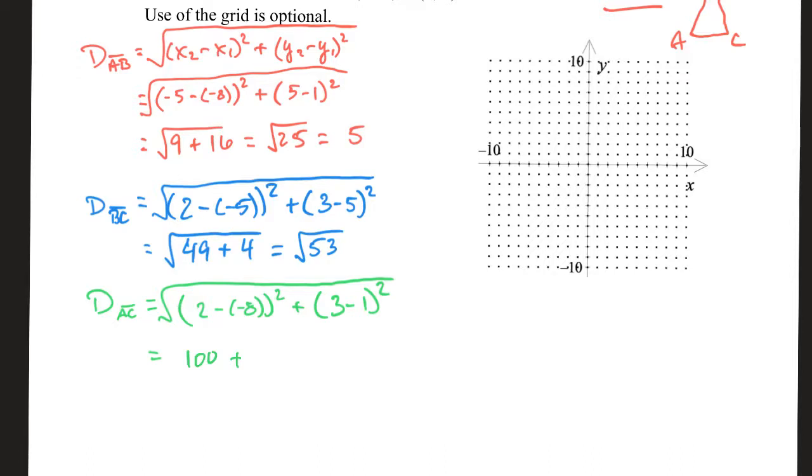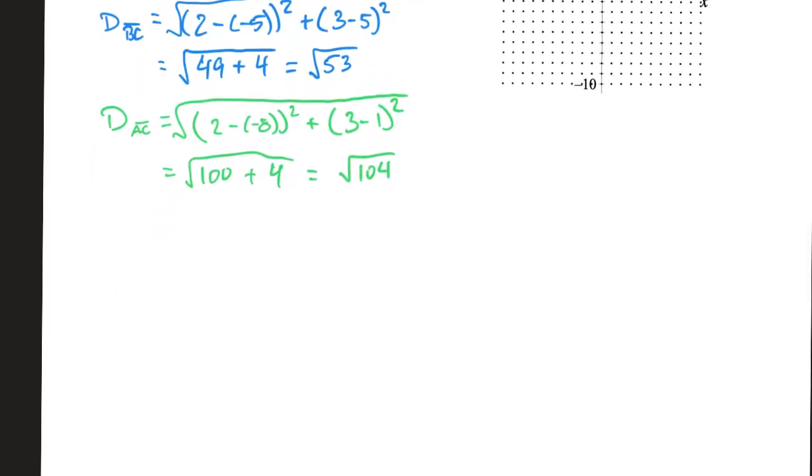3 minus 1 is 2, excuse me. 2 squared is 4. So this gives me radical 104. Perfect. So I have 3 different lengths. I got a 5, radical 53, and radical 104. I have a scalene triangle.